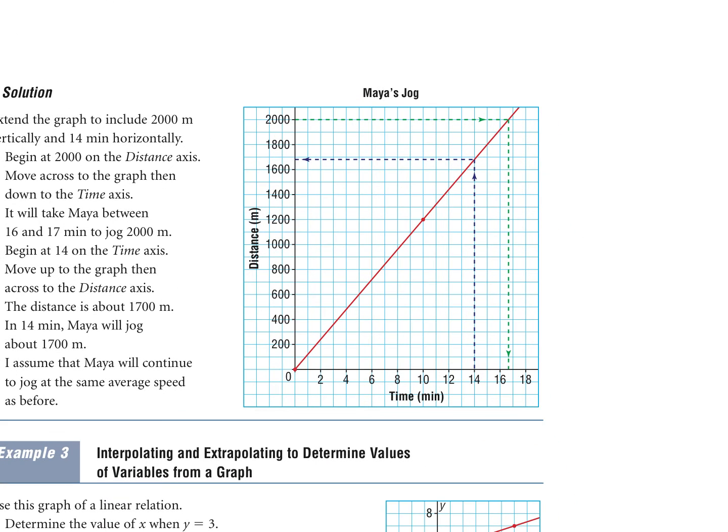So the first thing we do is we come down here to where 2,000 meters is, and we go straight across till we hit our red line, and then we come straight down, and we can see it's a little bit above 16, but just a little bit below 17. So if we're just estimating, we could say almost 17 minutes.